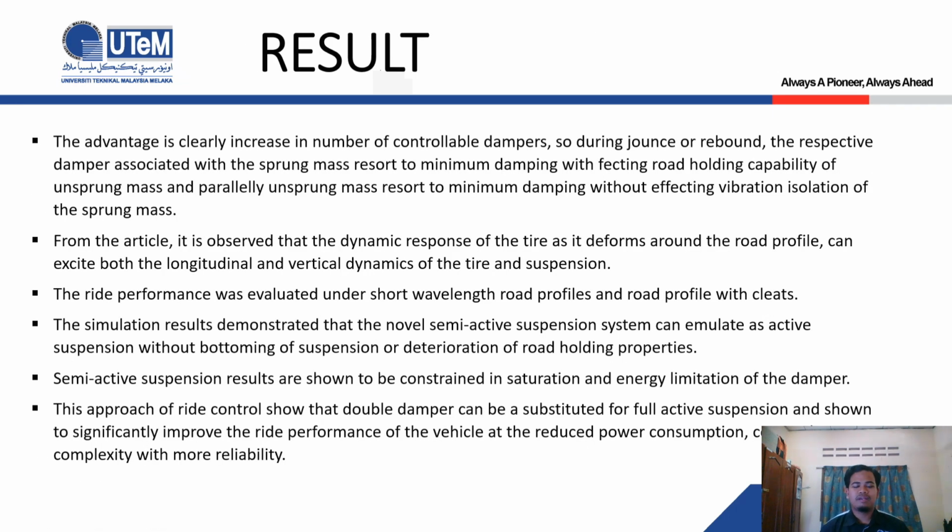And for the result, the advantage is clearly an increase in the number of control dampers during jounce or rebound. The respective damper associated with the sprung mass resorts to minimum damping without affecting the road holding capability of the unsprung mass, and in parallel the unsprung mass resorts to minimum damping without affecting the vibration insulation of the sprung mass.